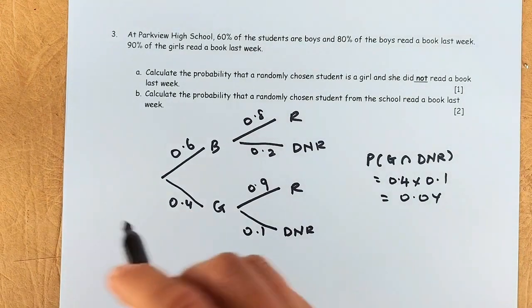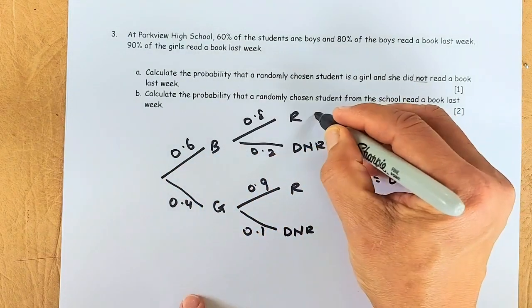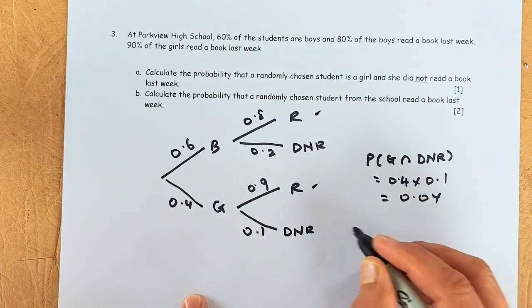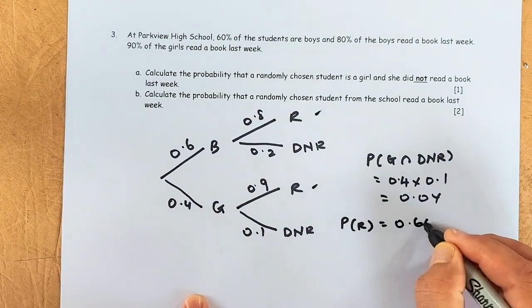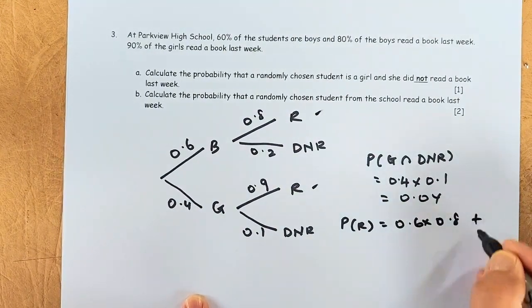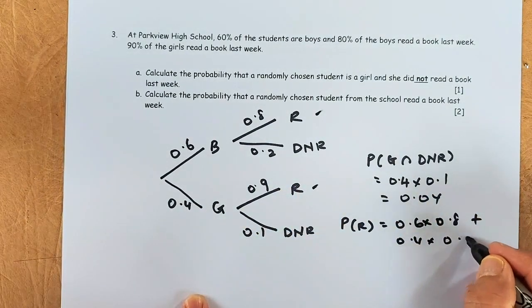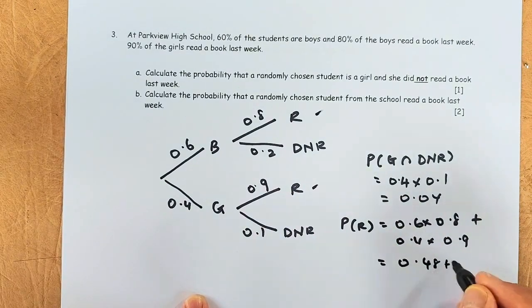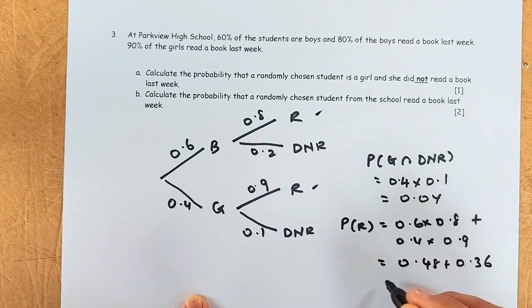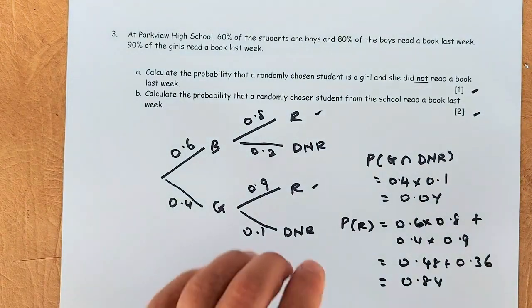Now the next question. Calculate the probability that a person randomly chosen from the school will read a book. So it could be a boy who reads or a girl who reads. So the probability of read is going to be 0.6 times 0.8 for the boys, and you add the girls, 0.4 times the read, 0.9. So it's going to be 0.48 plus 0.36. Put it in your calculator, and the answer is 0.84, and that will give you the first 1 and 2 marks, a total of 3 marks in this question.